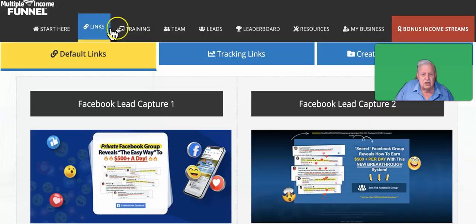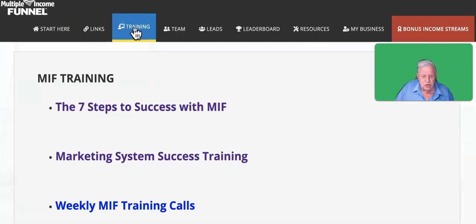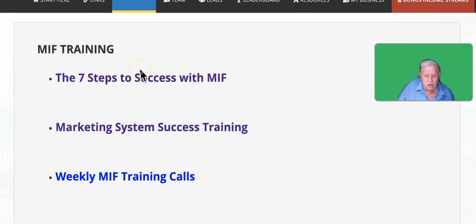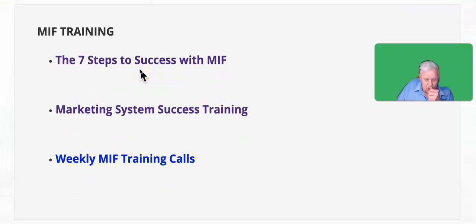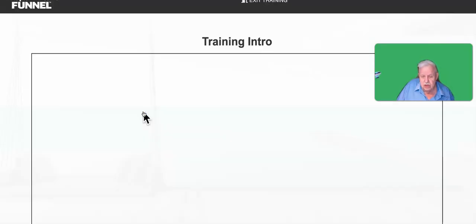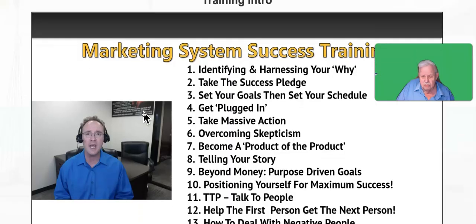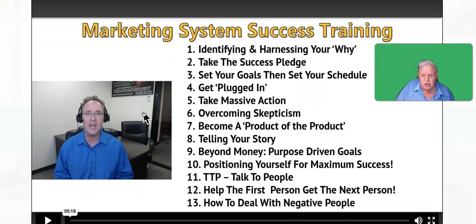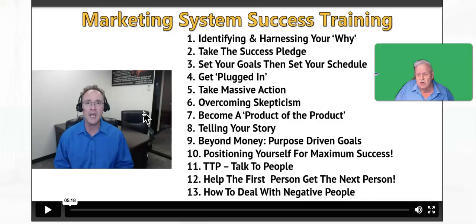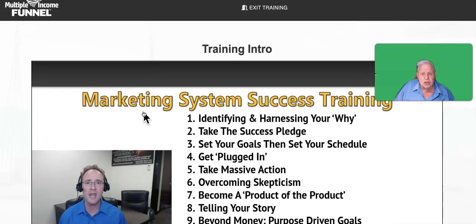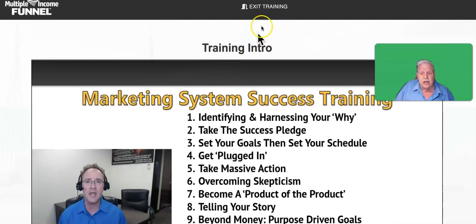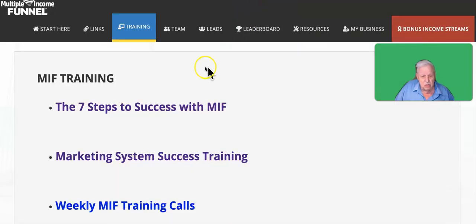Then you go back into the system again, and you see all the training that you get with it. It's all included. First of all, you get weekly training, then you get marketing system training. Now this is really something. This helps you to become a better marketer, and you don't have to do these all at once. You can do one or two, whatever you've got time for, and then come back and do another one. But be sure to check them out. And then you go back and exit the training again, and you've got one more training.